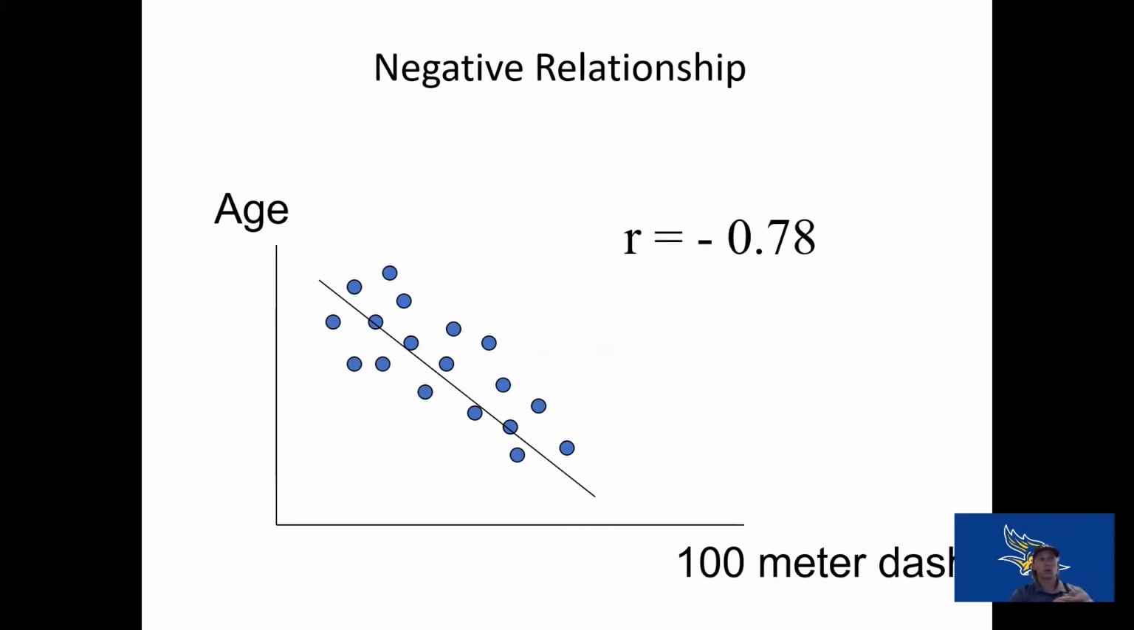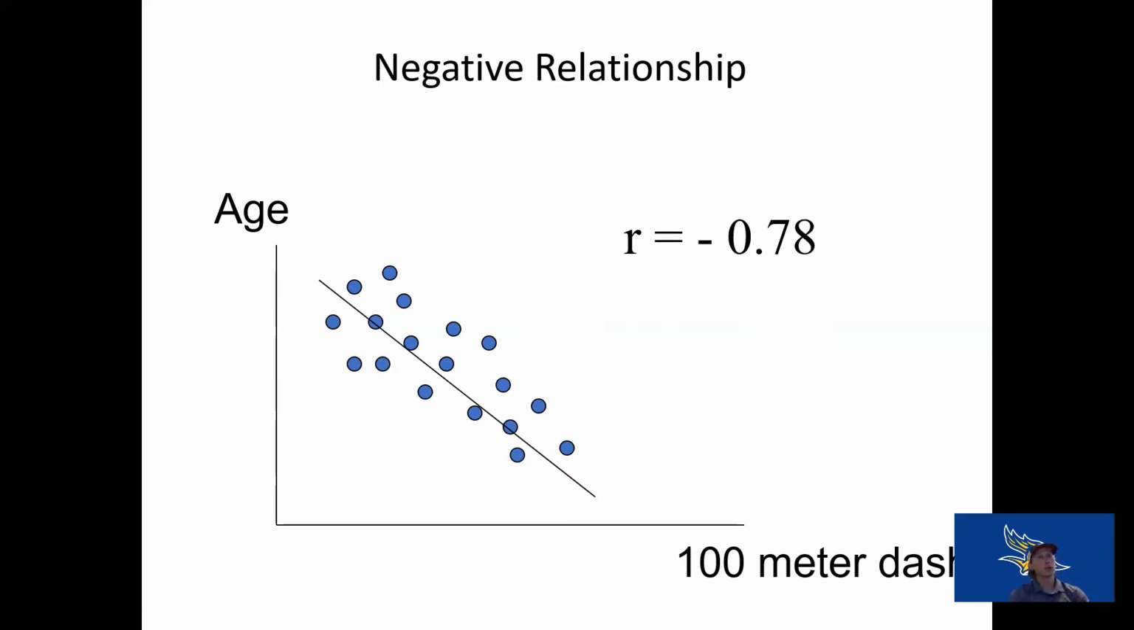So as age goes up, does the 100-meter dash time go up or down? Think about it. As age gets higher, 100-meter dash time gets lower. As age gets lower, 100-meter dash time gets higher. So that means that older individuals run a faster 100-meter dash.